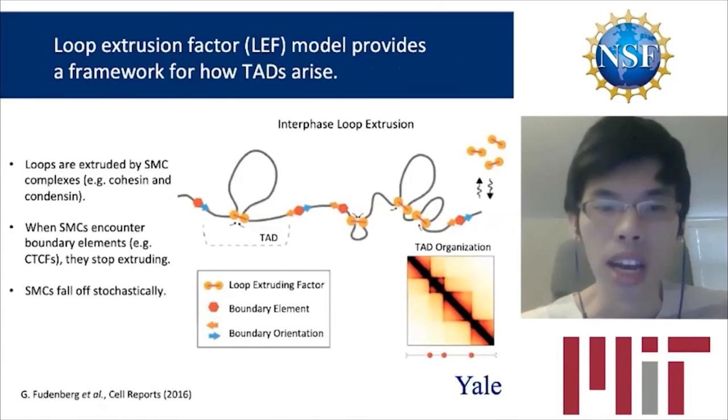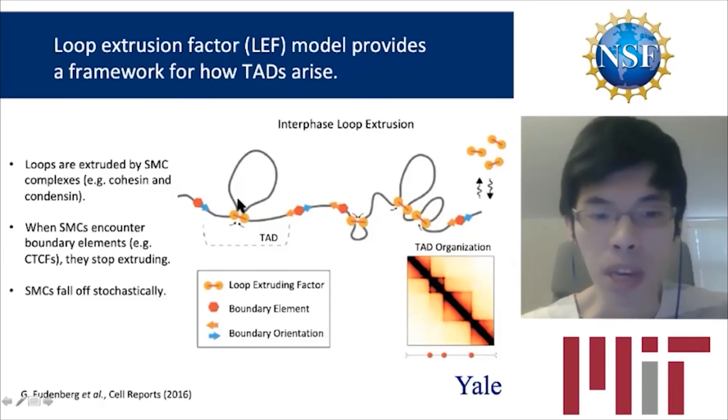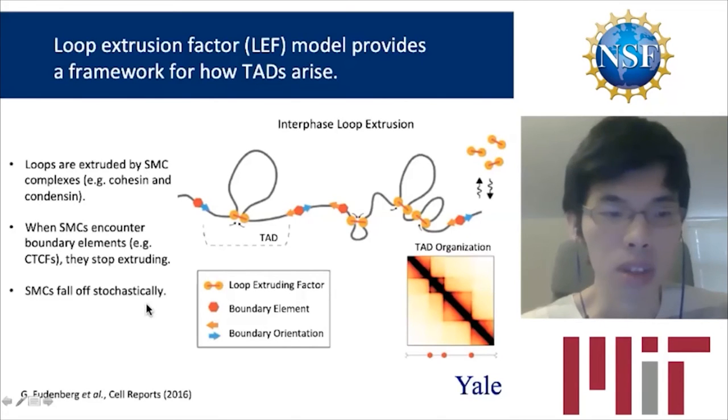To answer the question, how TADs arise, the loop extrusion factor model provides an explanation. So SMC complexes include a family of proteins such as cohesin and condensin. In this model, they can be simplified as a pair of connected loop extruding factors. So after they bind to the DNA, they can translocate along the DNA to extrude loops until they are stopped by boundary elements such as CTCFs. Therefore, an SMC can bring a pair of distant loci to be close and make contacts. So a loop can also disappear when the SMC falls off stochastically. So these are the basic assumptions of this model.